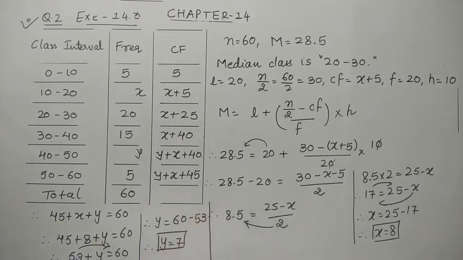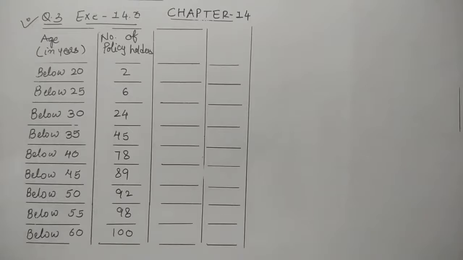So thus we obtain the required values of x and y for this missing frequency question on the median. Remember students, this is one of the most important questions of this chapter as well as of this exercise. Let us see one more important question, that is question number 3.